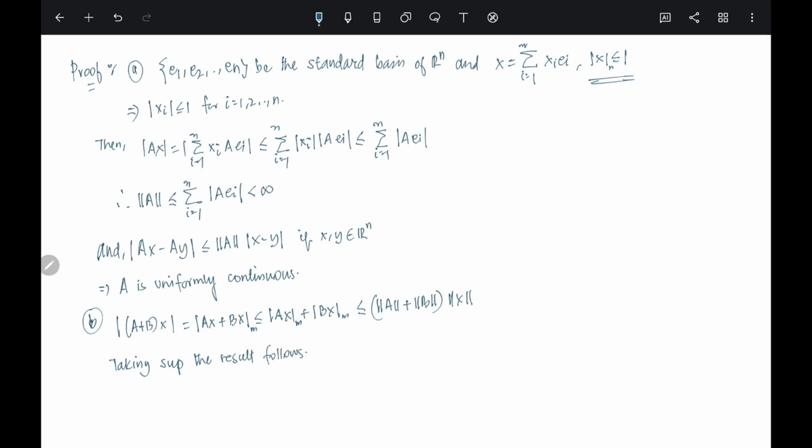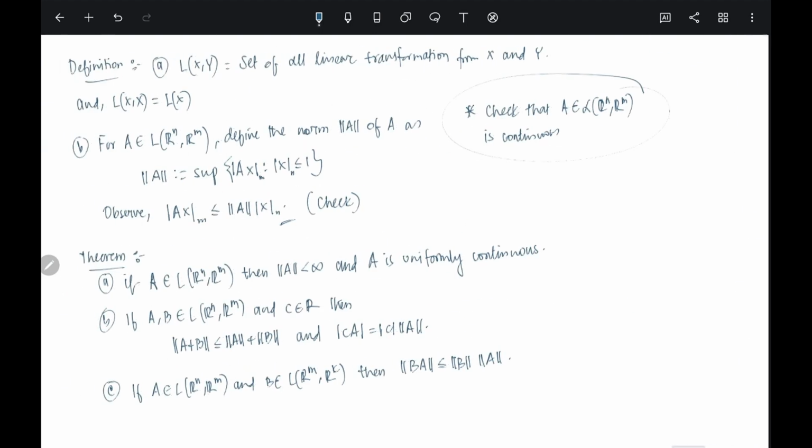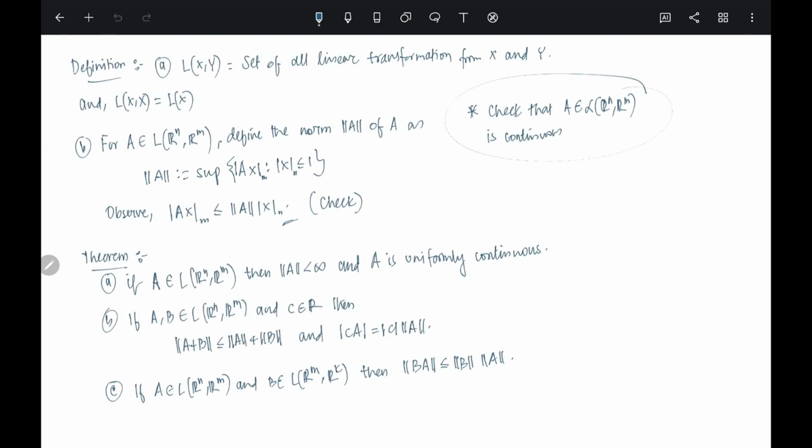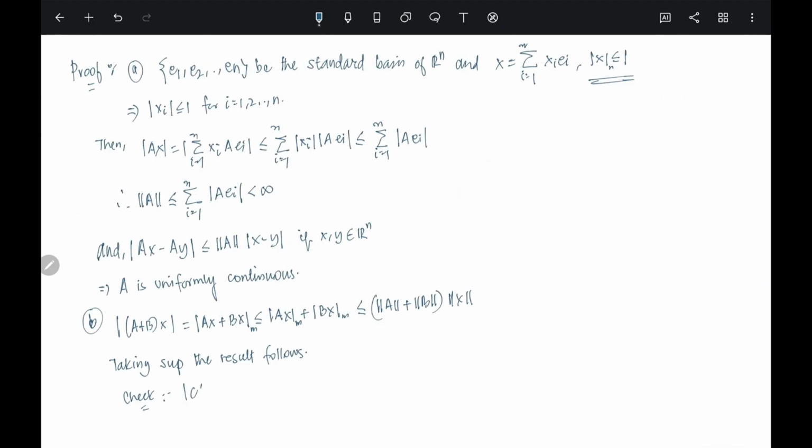And the second part: please check the property that the norm of cA is equal to the absolute value of c times the norm of A. I want you to check this part. This is done in exactly the same way. If you want to look at the norm of cA, you start with cA acting on an element x, and then proceed accordingly. You use the triangle inequality or whatever appropriate inequality is there, and you can actually get it.